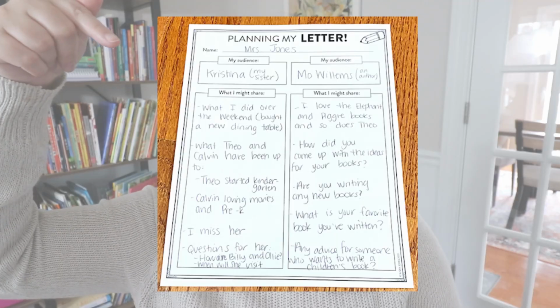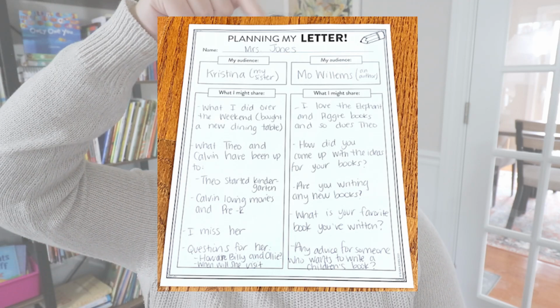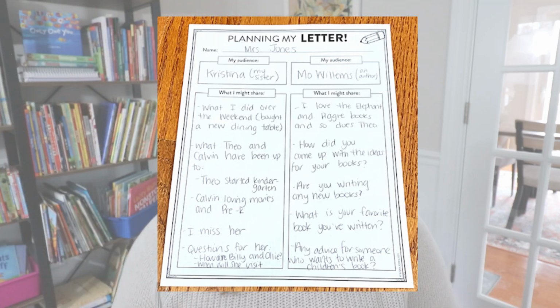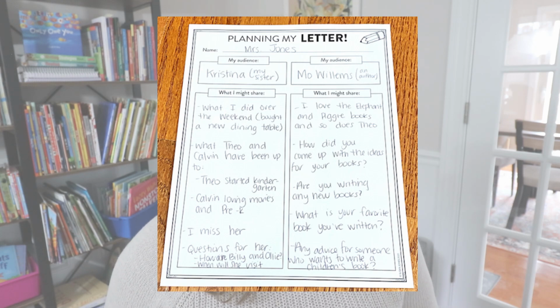For independent writing today, students would use that same sheet I used right here with the Mo Willems and my sister Christina, and they will have to brainstorm 2 people that they might want to write a letter to, because they're going to start narrowing down this friendly letter, and then some ideas they may want to share with them.